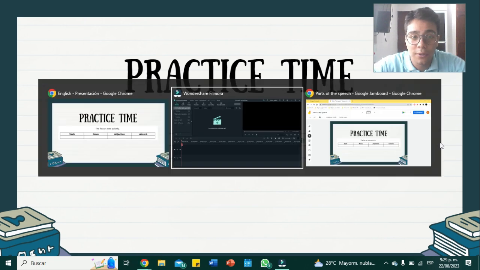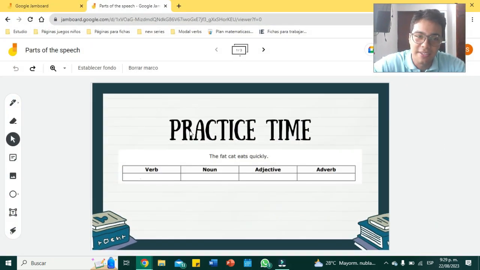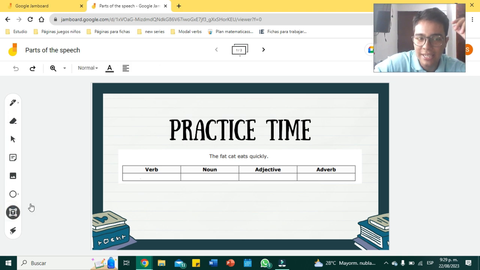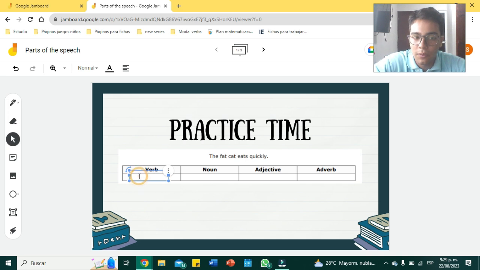Let's move to another page. Here, this is Jamboard, and here we're going to be writing the parts on each space of this chart. So let's start. The fat cat eats quickly. In this case, if we want to talk about verbs, we have to say that the verb is eat, right? Eat, because this is the action that someone, or in this case something, is doing. In this case we're talking about a cat.